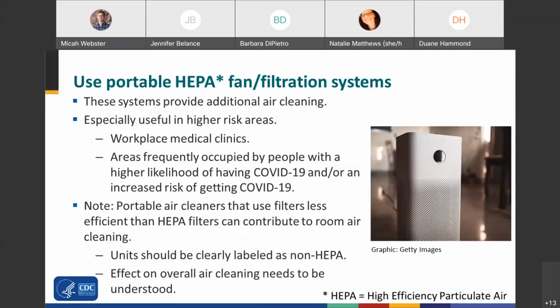Just a quick note about portable HEPA fan filter systems. These systems provide additional air cleaning, especially useful in higher risk areas, such as your workplace medical clinics, areas frequently occupied by people with a higher risk of having COVID-19. But just to note that portable air cleaners that use filters less efficient than HEPA can also contribute to room air cleaning. You can look at the AHAM clean air delivery rate, but units should be clearly labeled as non-HEPA if they aren't HEPA, and the effect on overall air cleaning needs to be understood. Next slide, please.